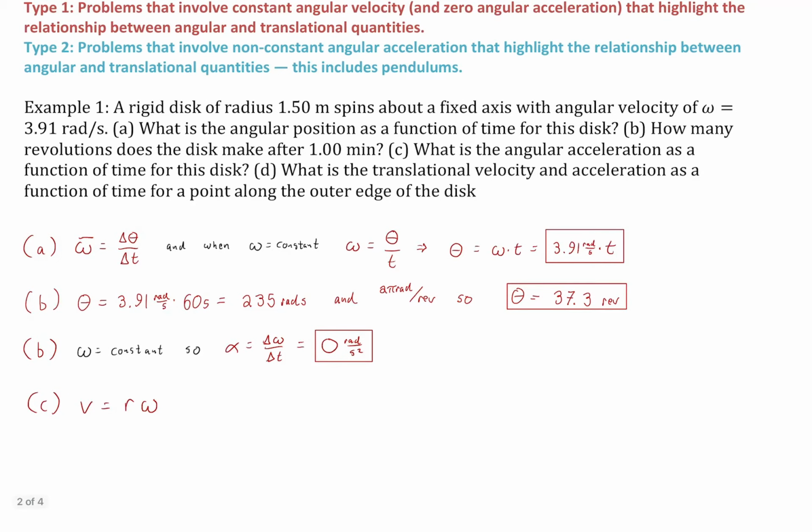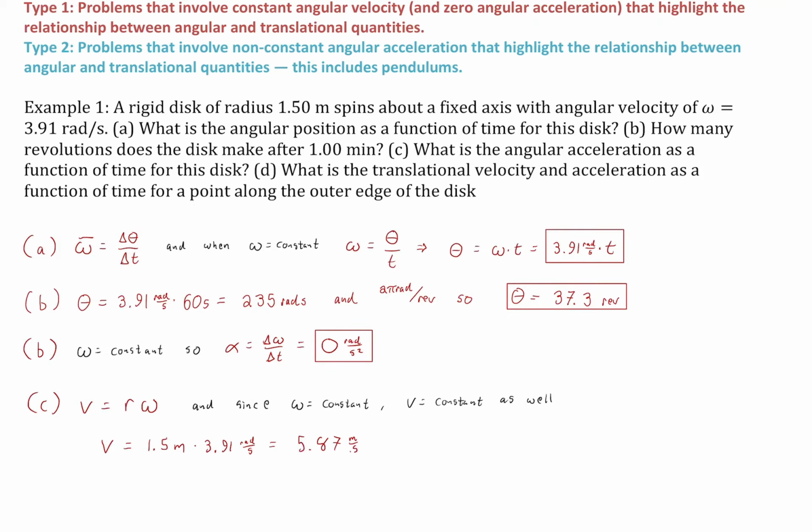All right, now part D. What is the translational velocity and acceleration as a function of time for a point along the outer edge of the disk? So now we need to convert from rotational to translational terms. So v equals r omega, one of our key formulas. And since omega is a constant, v is a constant as well. So v would just equal 1.5 times 3.91. Simple as that. So it's a constant value of 5.87.